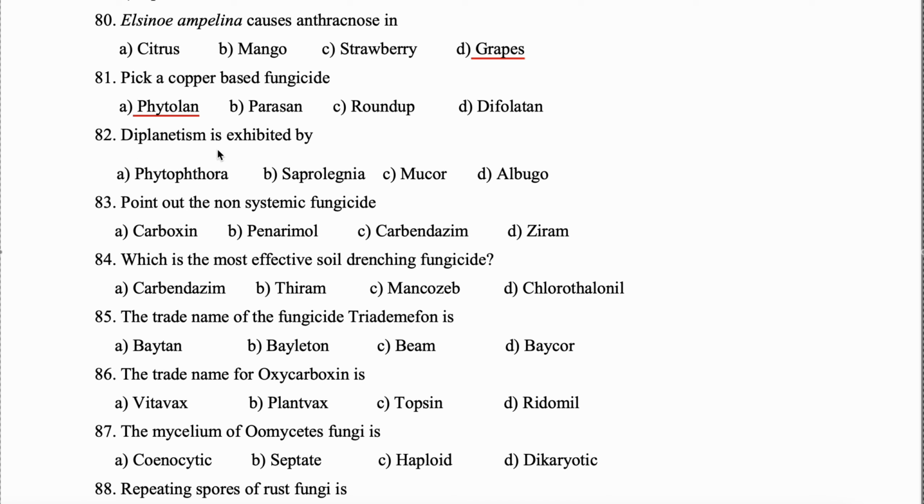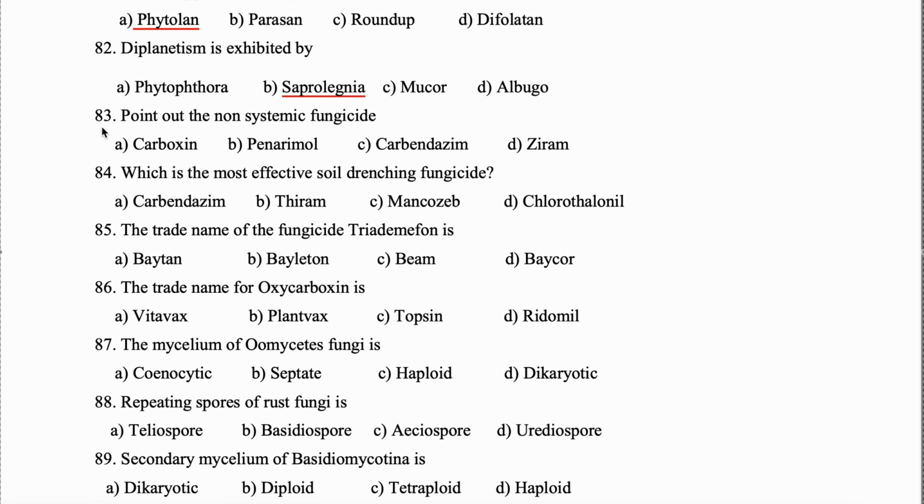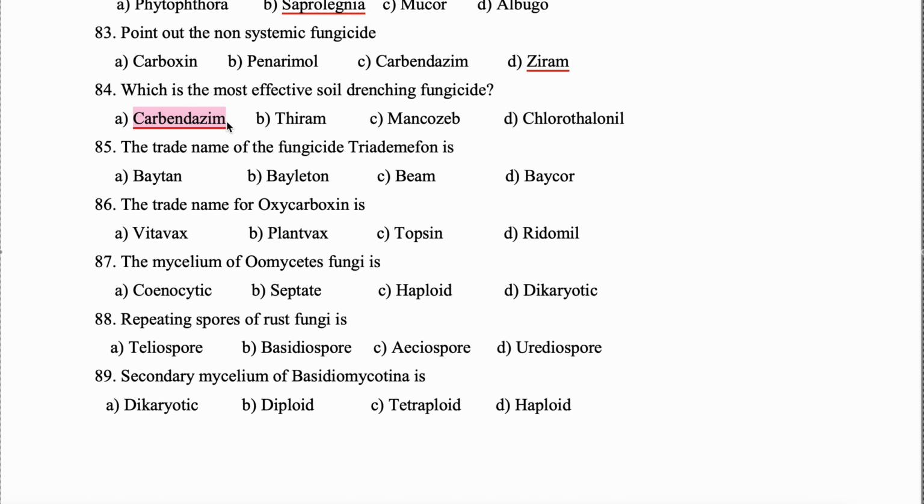Question 82. Diplanetism is exhibited by Saprolegnia. Question 83. Point out the non-systemic fungicide. Out of these, the non-systemic fungicide is Cosan, because it is a sulfur fungicide and is contact. So Cosan is the right answer. Question 84. Which is the most effective soil drenching fungicide? It is carbendazim.